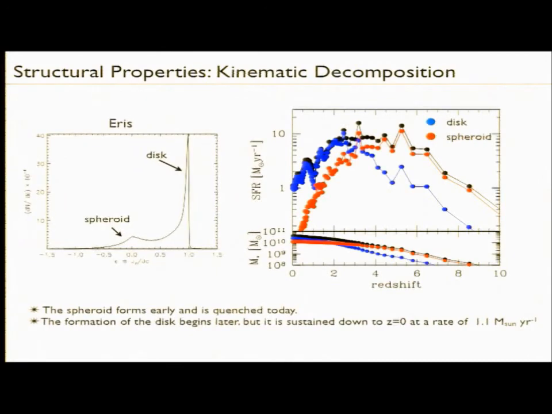We can go forward with this and look at the star formation history of the different components, and we see that the spheroid begins to form really early, and today it's really not forming any more stars, whereas the disk starts forming a little bit later, and today it's forming stars at one solar mass per year roughly, with a peak at the time when minor mergers occur.